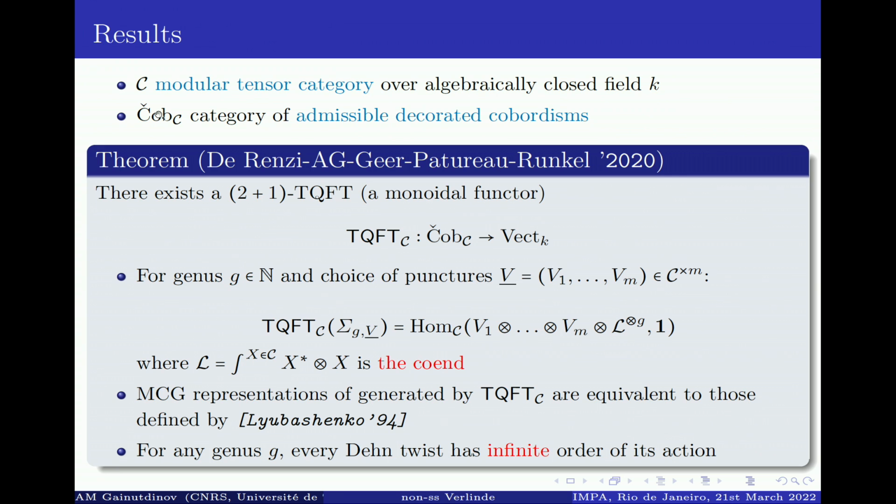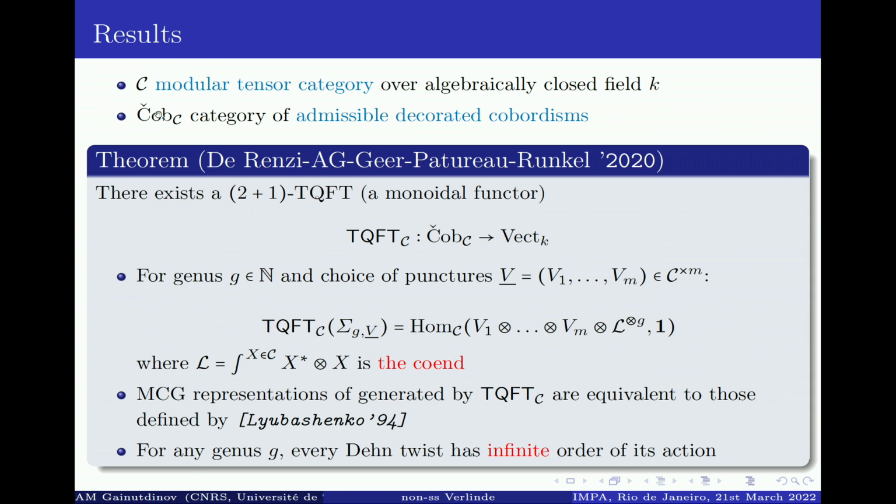I skipped that part. For genus g and with punctures V1, ..., Vm, this TQFT functor associates to such a decorated surface this vector space. Again, it uses Lyubashenko's coend to the power g and tensor with decorated punctures V1, ..., Vm. They are objects in my category C. And you study Hom spaces to the tensor unit if you want to study coinvariants.